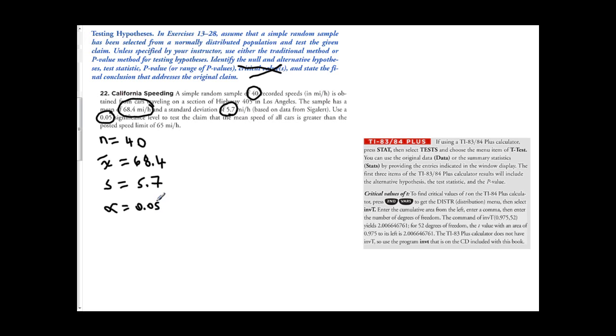Okay, so we have all that information. Now we can actually go ahead and set up our null and alternative hypothesis based on the claim.